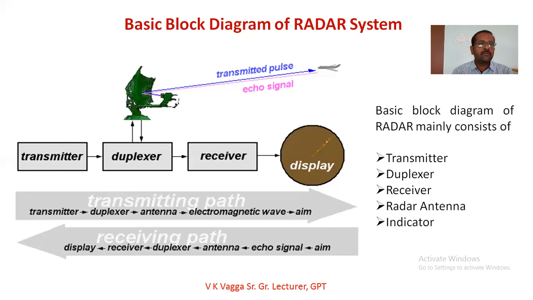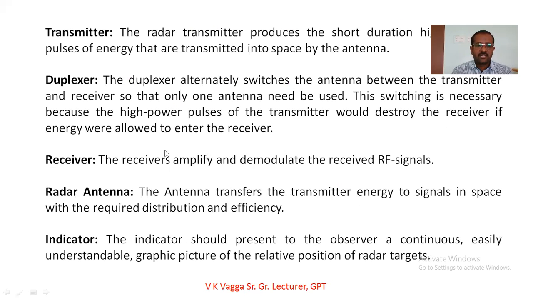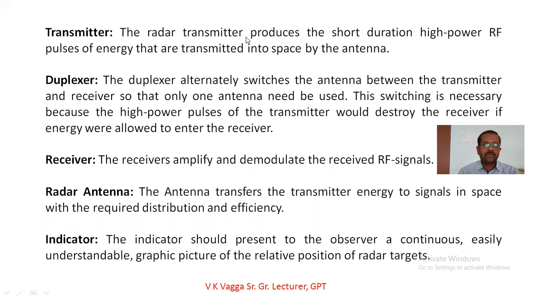So if you take any radar, it should have all these components as the basics. Okay, and it has itself been indicated in terms of the sentences here. Okay, so what is the radar transmitter going to do? It is going to produce short duration, high power RF pulses of energy, which can be transmitted into space by the antenna.